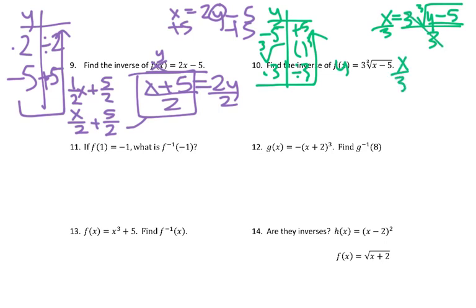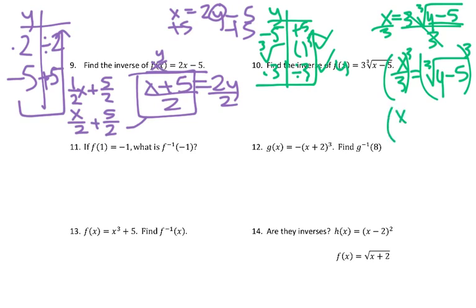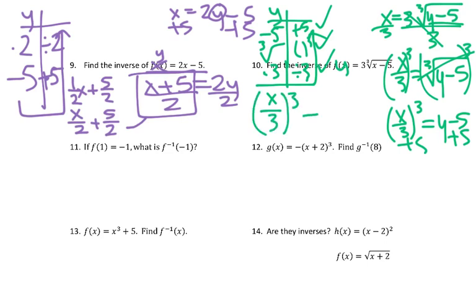So x over 3 is equal to the cube root of y minus 5. Then we cube it, because that's our next step. So I get x divided by 3 cubed equals y minus 5. Then our last step, we add 5. So I end up with x over 3 cubed plus 5. And there's our answer.